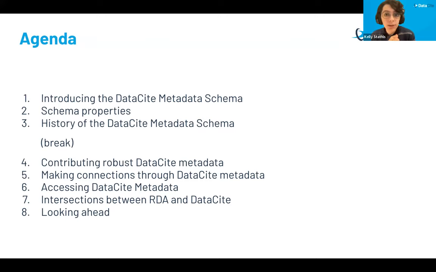And then we'll focus on, from the repository perspective, how repositories can contribute robust metadata to DataCite, including the use of various recommended and optional properties and making connections to other PIDs in DataCite metadata. We'll also look at ways that anyone can access DataCite metadata using our APIs and services, and then some of the intersections between RDA and DataCite over the years, as well as what's next for the metadata schema. With that, I will hand things over to Helena to talk about the schema and introduce it to everyone.